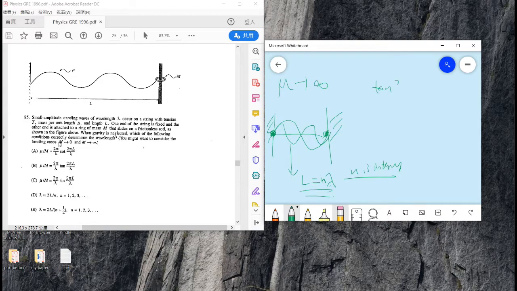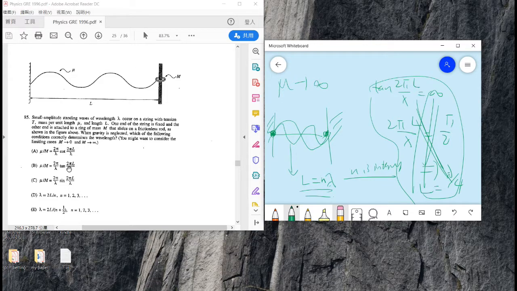So choice A tells you that 2 pi L divided by lambda can be pi over 2, which means L is lambda over 4. So A is not correct. And then when mu is 0, the tangent of 2 pi L divided by lambda must be 0 or pi. So the second one, B, can be correct.